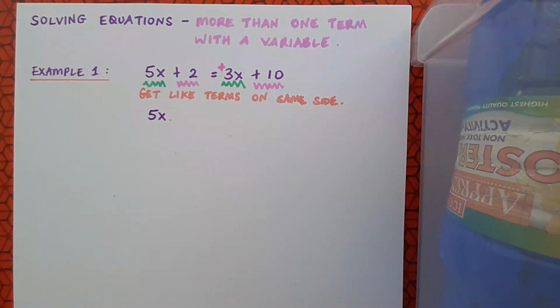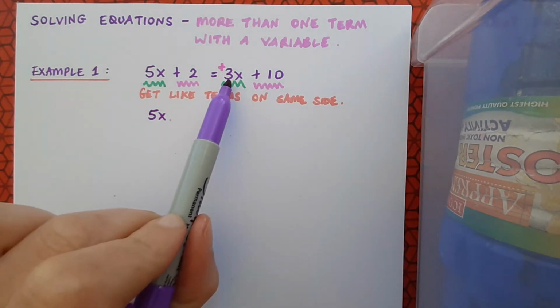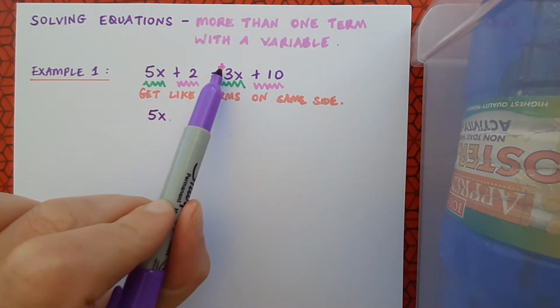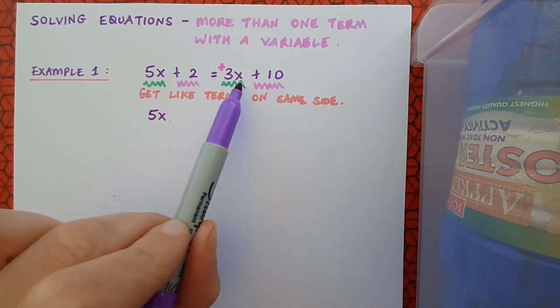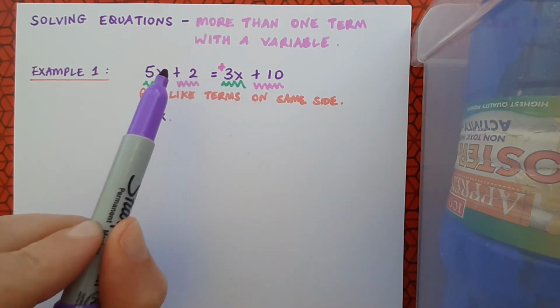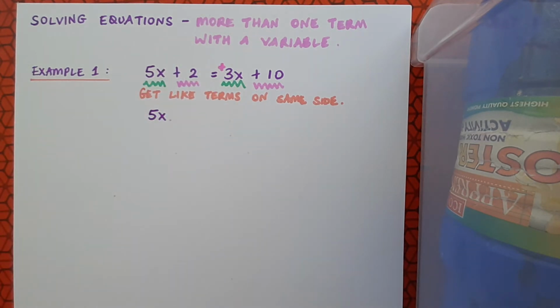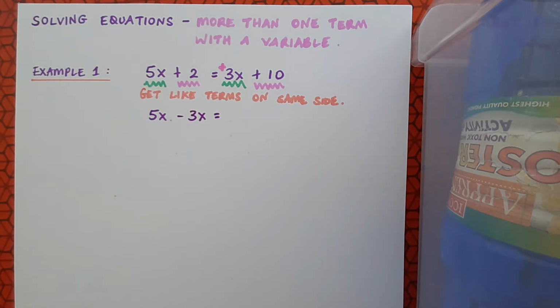And before I move the 3x, I want to just point out that where it has no sign, it's automatically a plus. So it's a plus 3x, and I want to move the whole term across to the far side. So when it moves to the left, it's going to be minus 3x. Now I've got all my x terms on the left.